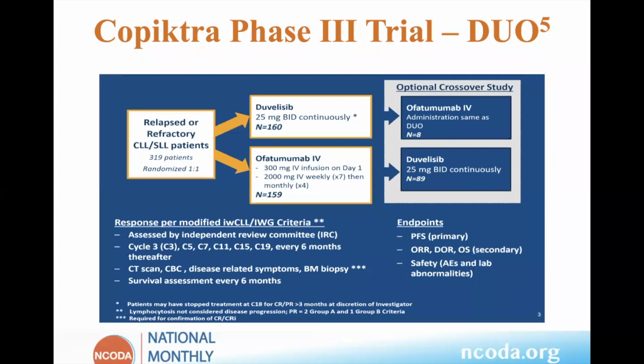The approval of Copiktra was actually based on efficacy and safety analysis of patients with two prior therapies. They determined that the benefit to risk ratio appeared greater in the more heavily pretreated population compared to the overall trial population. In this study, the primary endpoints included progression-free survival, and secondary endpoints included overall response rate, overall survival, and safety measures. Next slide.